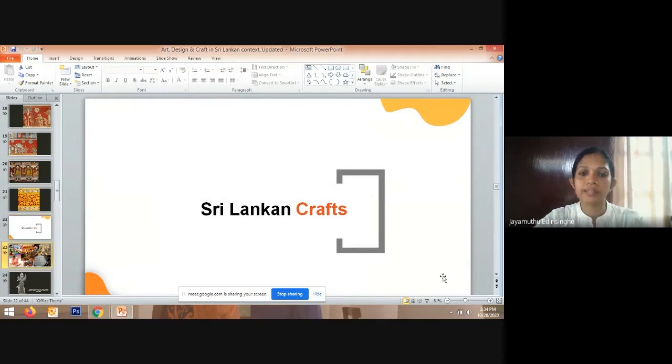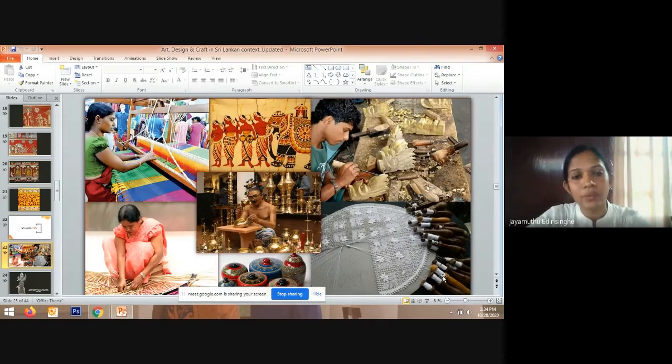As you all know, same as in your country, we have a lot of different crafts here. You can see some images of the handloom industries as a craft, and batik is there too. I think it is there in India also. These are some of the traditional batik we have here, depicting the Perahera, or the procession, which is one of the main events here in Sri Lanka.